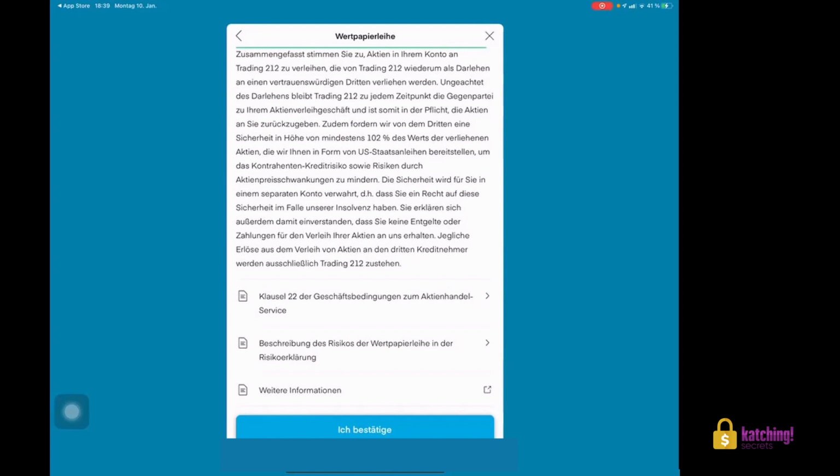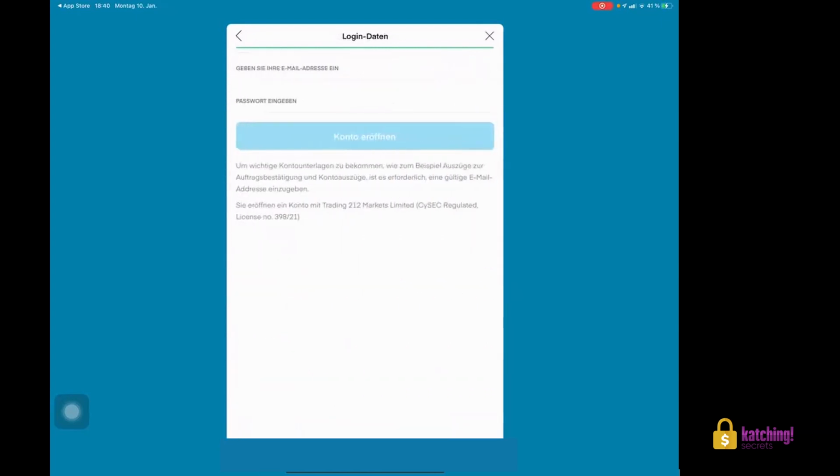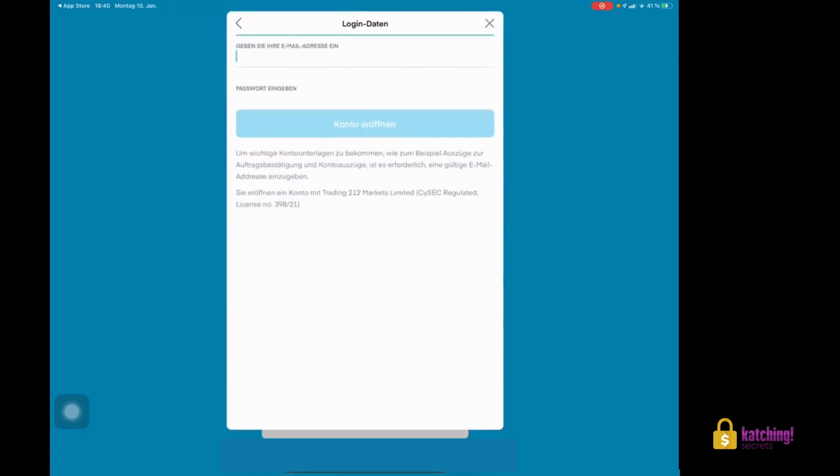So they state everything here in the description of the risk. If you want to know more on that, just read over it. I would say that's no risk for us right now, because as mentioned, Trading 212 is part of the security of your funds. They have a banking license, so your funds are safe up to an amount of 100,000 euro at least. The next screen, enter your email address again and your password.